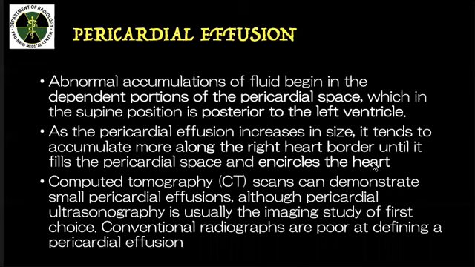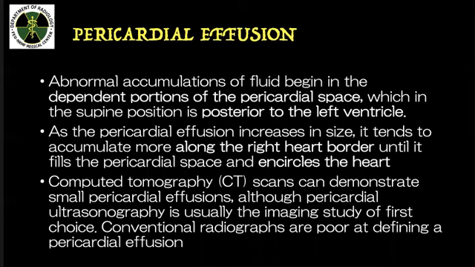For the pericardial effusion, normally there are 15 to 50 ml of fluid in the pericardial space between the parietal and visceral pericardial layers. Abnormal accumulations of fluid begin in the dependent portion of the pericardial space, which in the supine position is posterior to the left ventricle. As the pericardial effusion increases in size, it tends to accumulate more along the right heart border until it fills the pericardial space and encircles the heart.